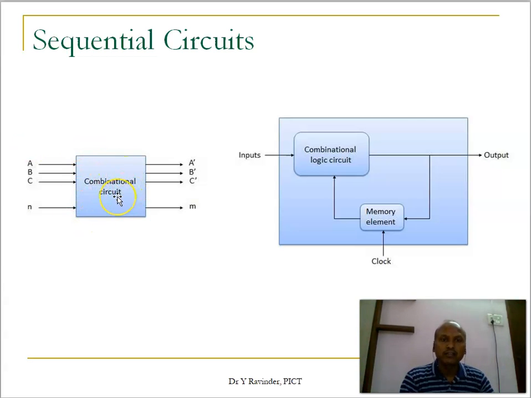So this is a combinational circuit and this is a sequential circuit. It has a combinational circuit, but it also has a clock and a memory element, and has inputs and the output. This output depends upon the present inputs and also the previous outputs, the previous inputs and the clock. So the basic elements of a sequential circuit are latches and flip-flops. These are the two basic elements of a sequential circuit.